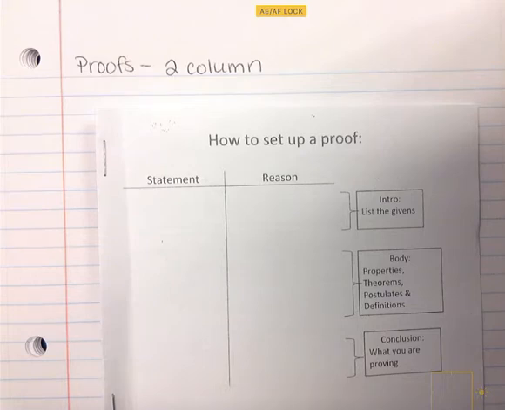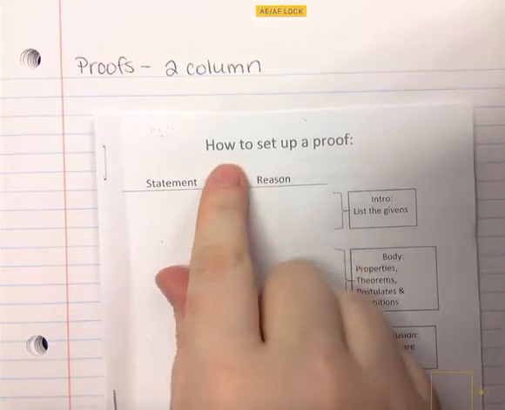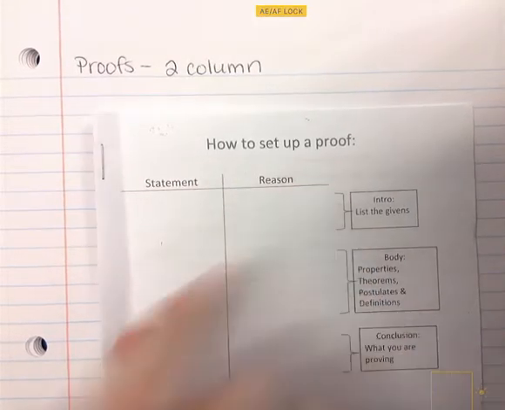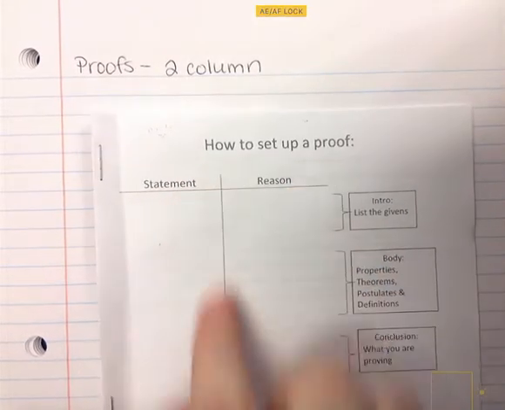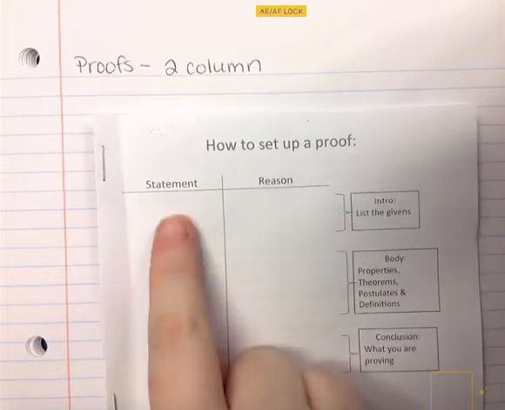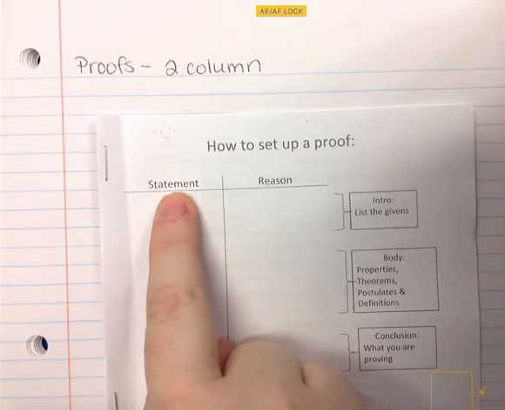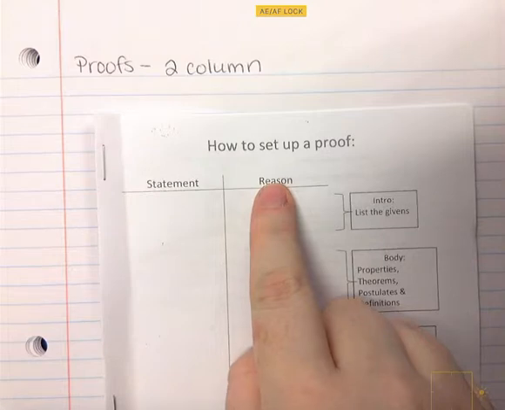This video is on two-column proofs. First thing we want to do is know how to set up a proof. For a two-column proof, you're going to have a T-chart that has two columns in it. The first column is going to be your statement. The second column is your reason.